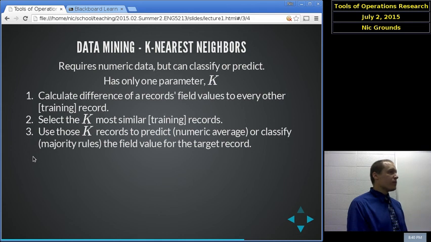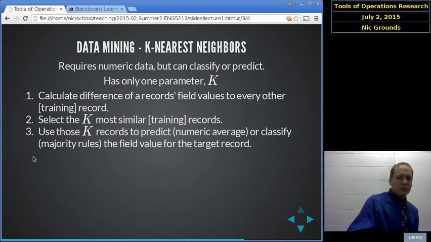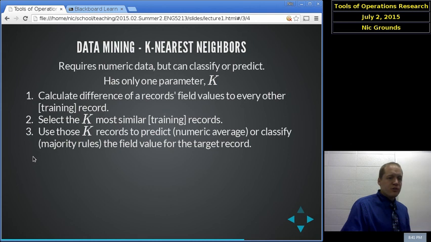Right? If the majority of them graduate, I will assume or predict that this student graduates, because his similar peers, on average, more often than not, graduated or not. Okay? So if you're trying to classify, you just take the majority. What was the majority of those K records? What was their category? That's what I'll use. That's what I'll guess.